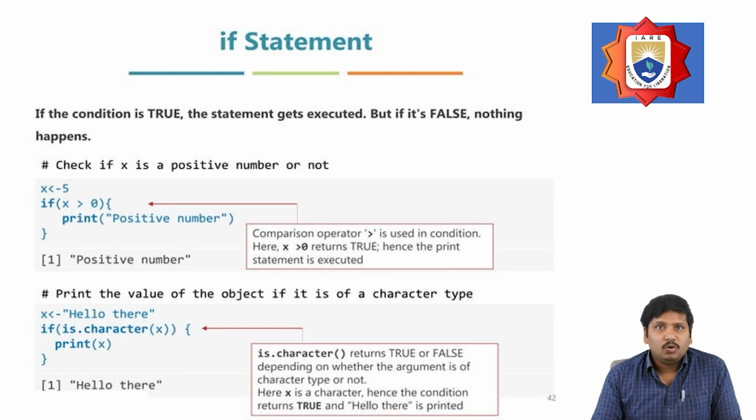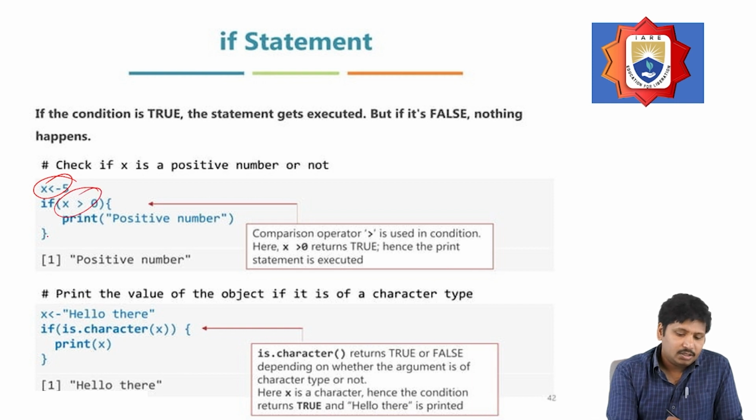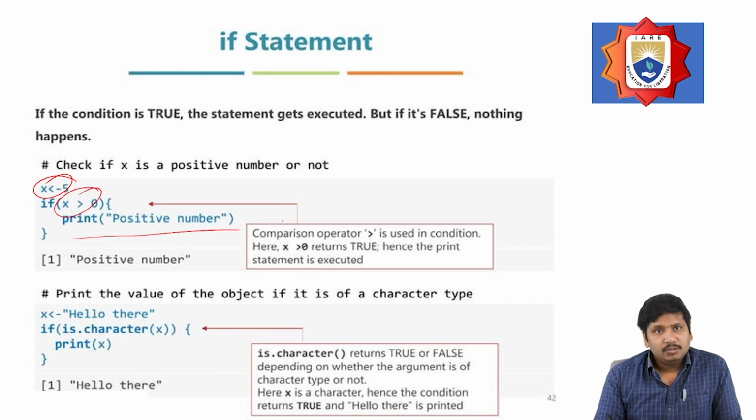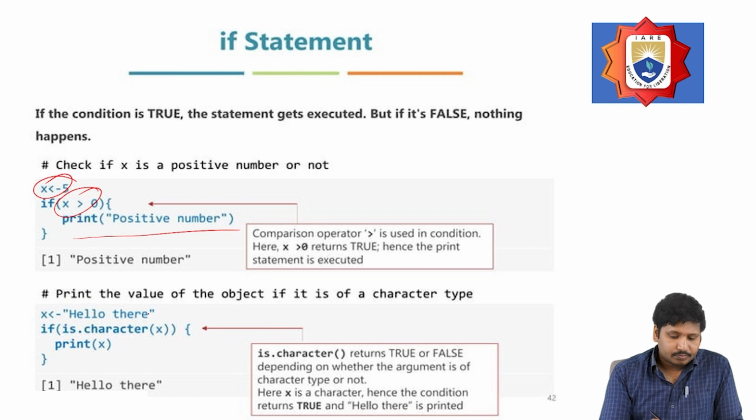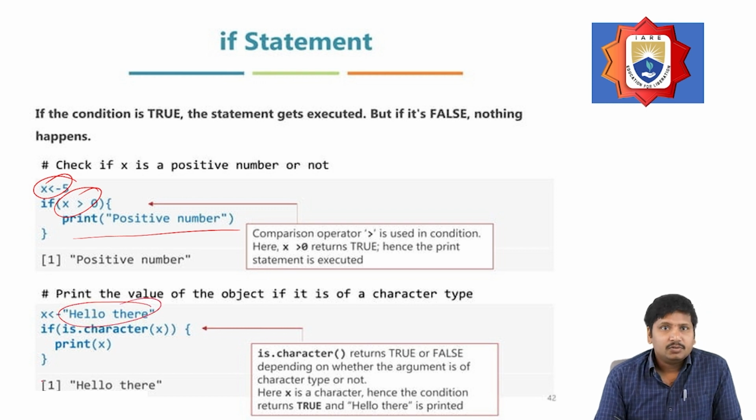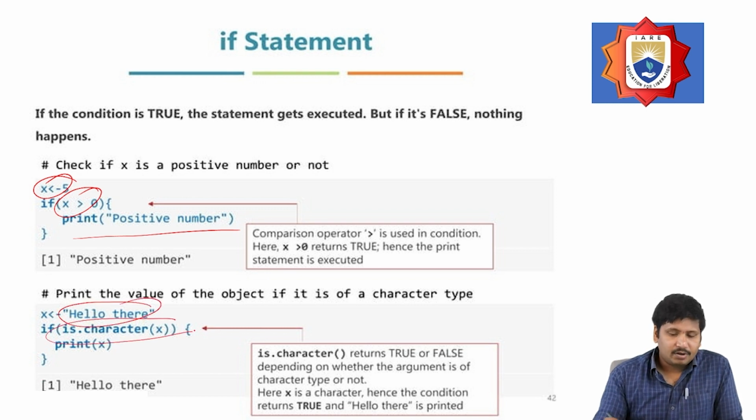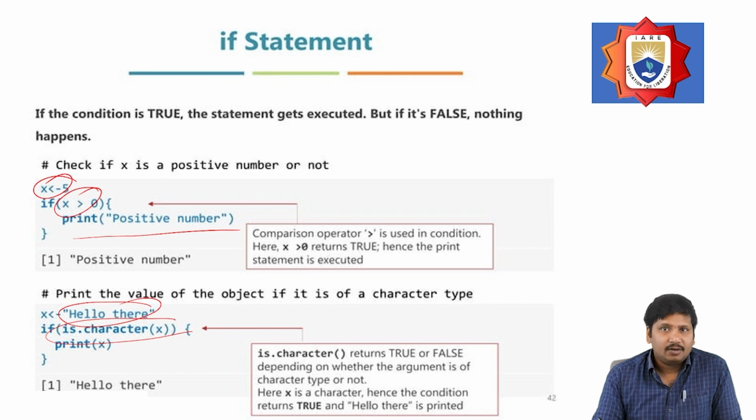The if statement is used when I want a set of statements to be executed only under a condition. Then I have to make use of the if statement. Say x is equal to 5. If that value is greater than 0, then I print positive number. And for "hello there", if I want to check whether it is a character or not, I can use the is.character function.